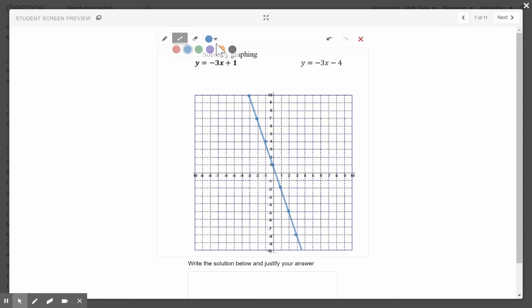For the second line, we're going to begin at -4 and then go down 3, right 1, down 3, right 1.